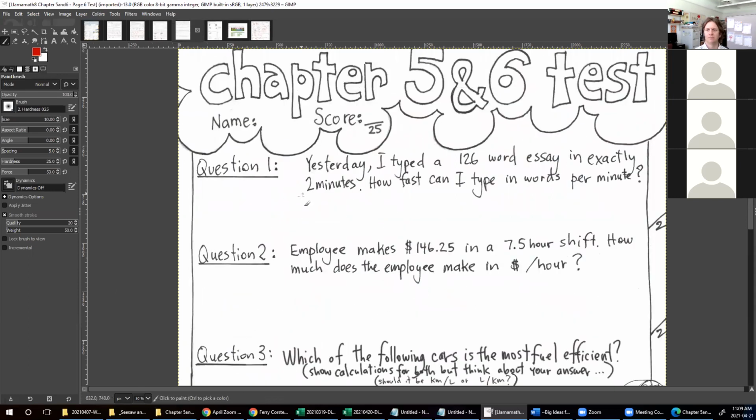Let's look at the chapter 5-6 test. So yesterday I typed a 126-word essay in exactly 2 minutes. It was really fast for me, actually. How fast can I type in words per minute? So I'm going to underline that, not circle it. Just a minute.